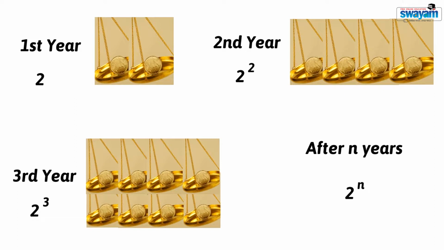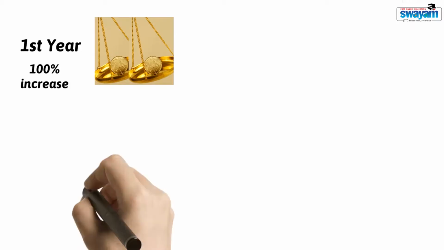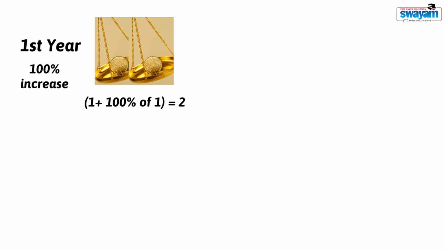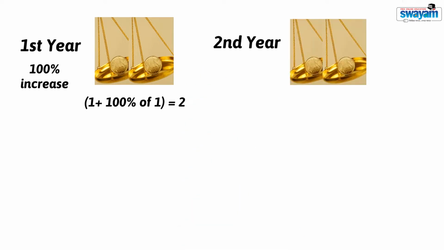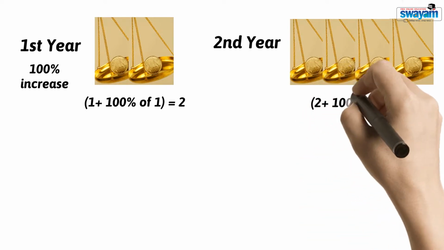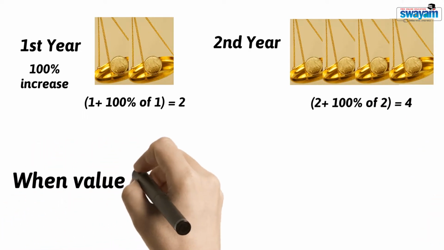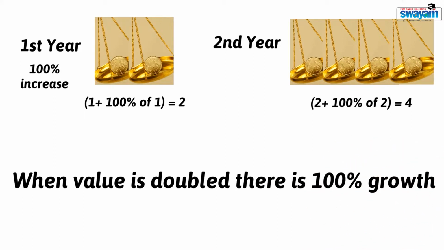This situation may also be interpreted in a different form. Since your 1 rupee became 2 rupees, you can say that there was a 100% increase, or 1 plus 100% of 1, that is 2. In the second year, 2 rupees increased to 4 rupees. So, you may write 2 plus 100% of 2, that is 4. This means when the value is doubled, it means there is 100% growth.